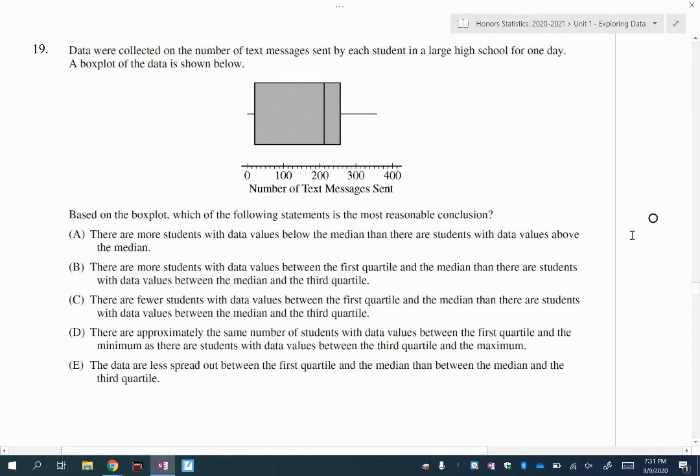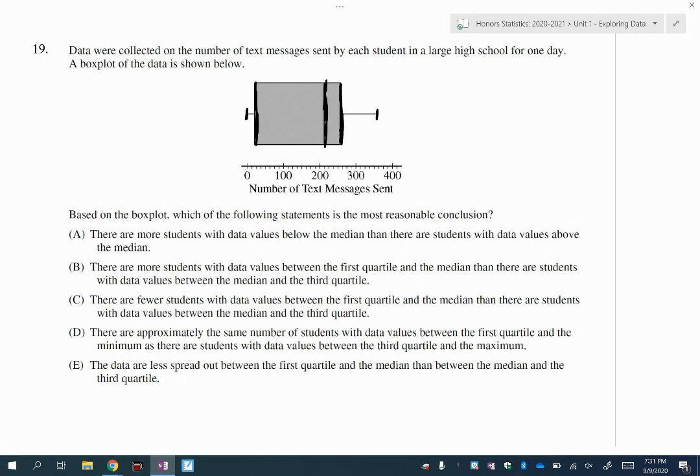Now, when you read this, there are probably a lot of answers you think are reasonable, like letter A, where it says there are more students with data values below the median than there are students with data values above the median. But here's the deal, guys. They're trying to confuse you about your understanding of box plots. Here's the median. Here's quartile 1. Here's quartile 3. Because it doesn't have any outliers, I know that the minimum looks like it's 0, and the maximum is just over 350, maybe 360, something around there.